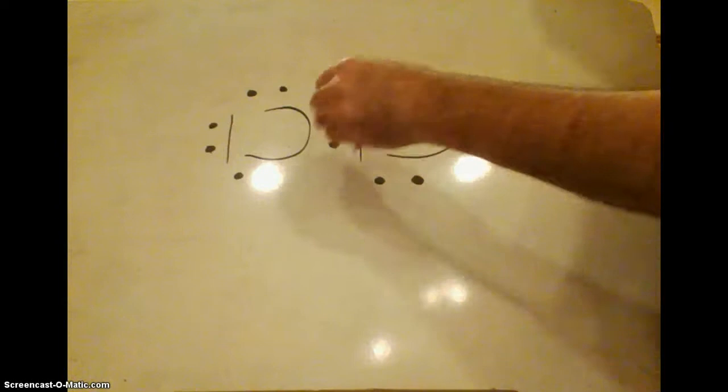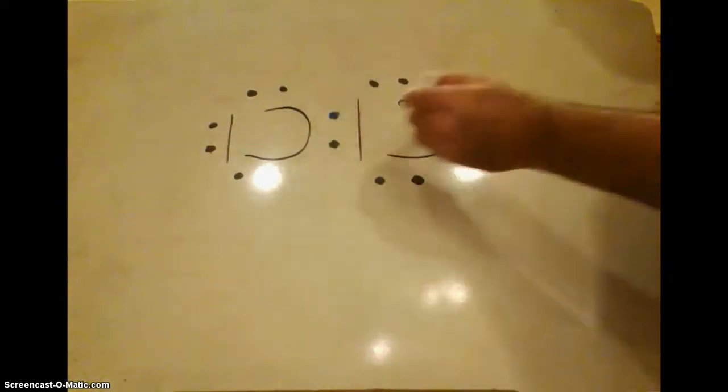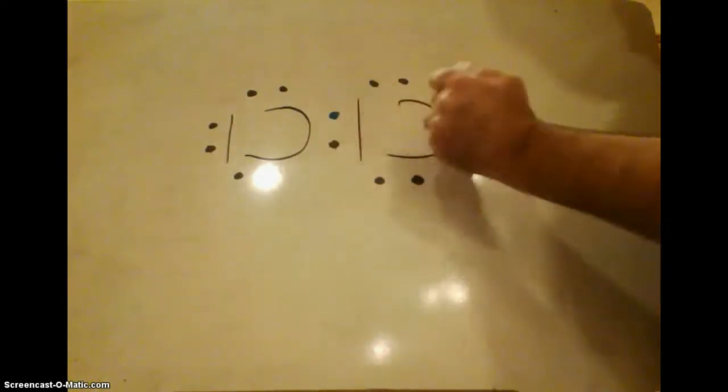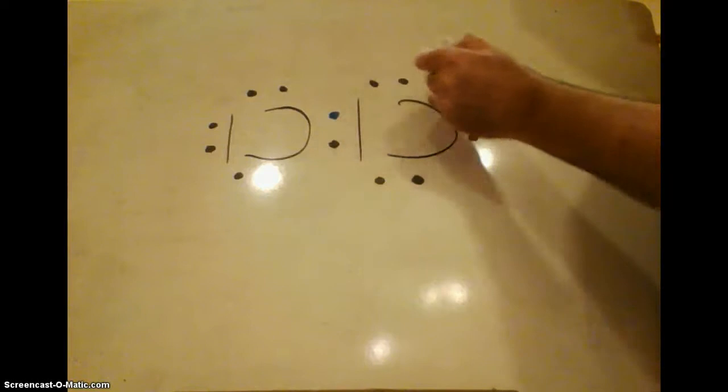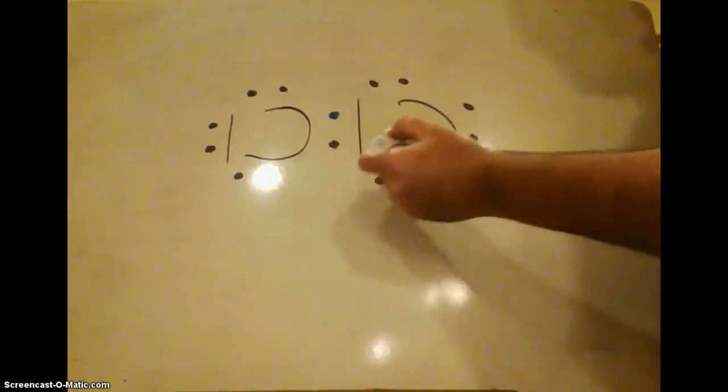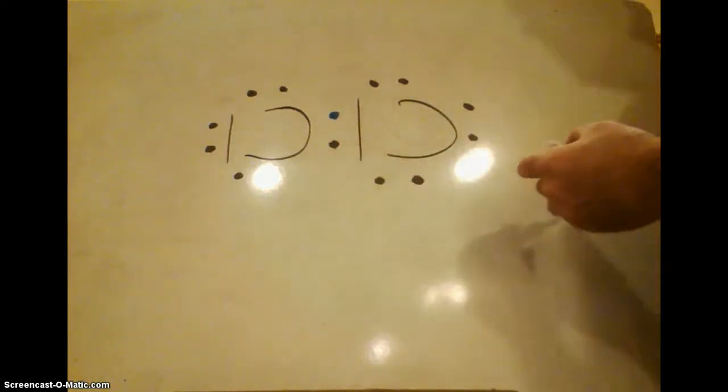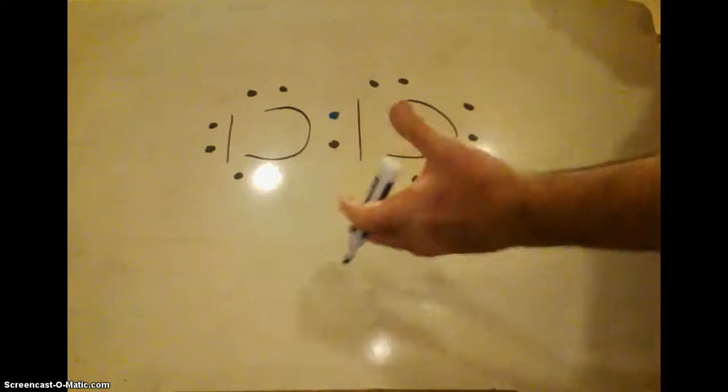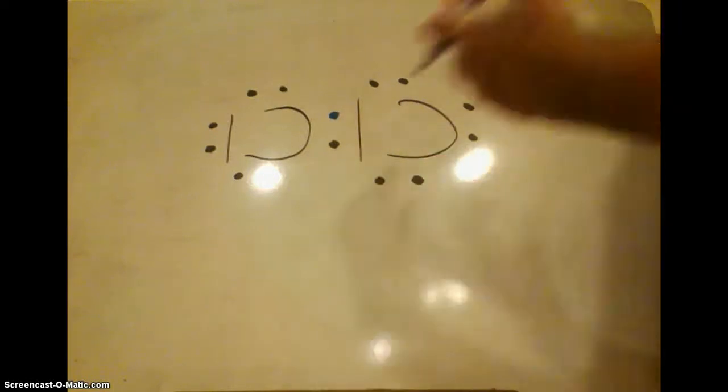And so as I count my electrons now, I have these two belonging to this atom, as well as these two. That makes 4, 6, 8. So now I have an octet. I have 8 valence electrons. My atom has lost energy. It's stable. Same thing applies to this atom.